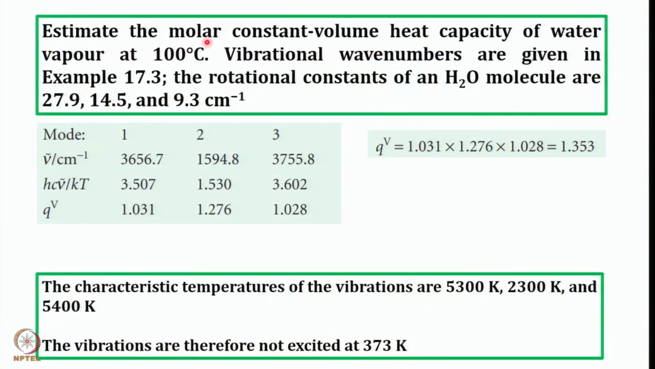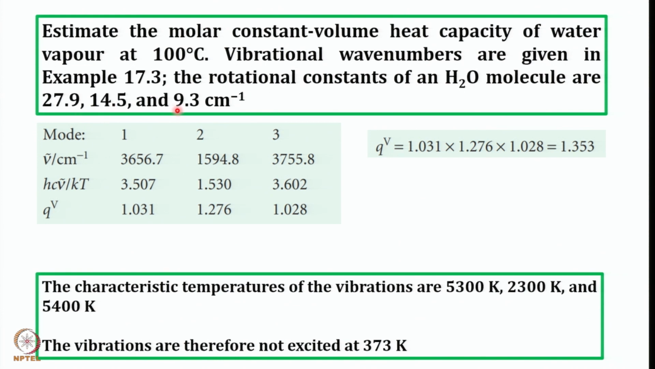Now, let us discuss an application. Estimate the molar constant volume heat capacity of water vapor at 100 degree centigrade. The vibrational wave numbers are given, which I have included in a table. Once the vibrational wave numbers are there, as I will discuss with you, you can calculate the vibrational temperature. Rotational constants are also given: 27.9, 14.5 and 9.3 centimeter inverse.